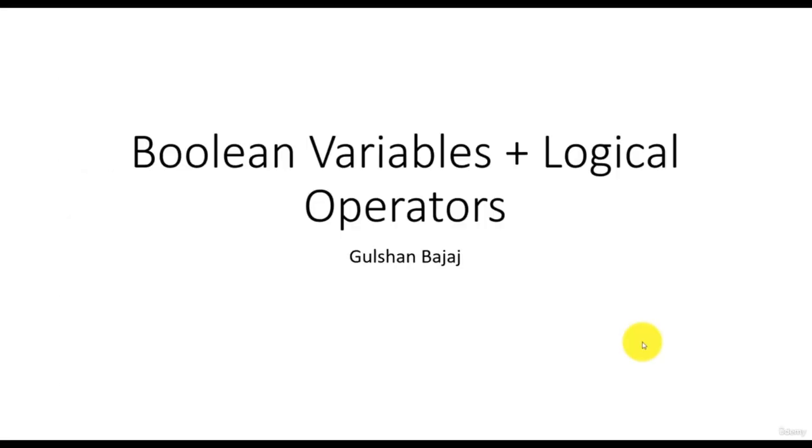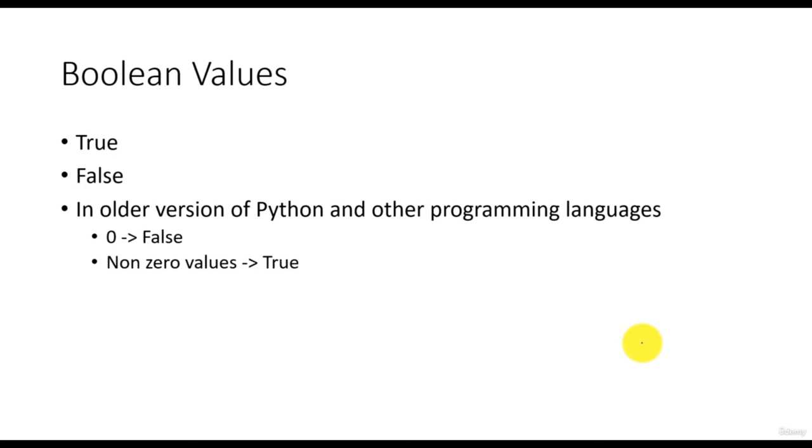Welcome back. In this chapter, we will discuss the Boolean variables and the logical operators. The Boolean variables store the Boolean values, and the Boolean values are true and false. We can guess from these values that the Boolean variables are used to store the result of some comparison. We will see this in the further slides.